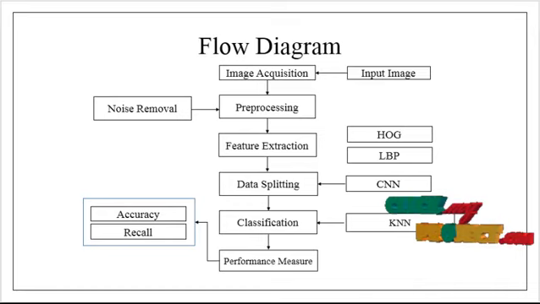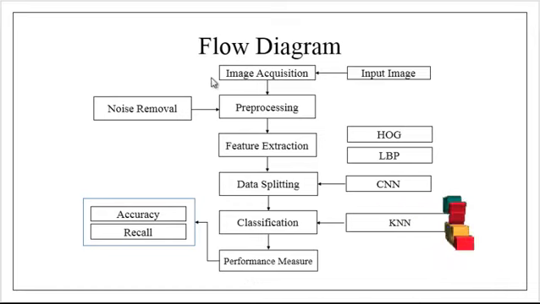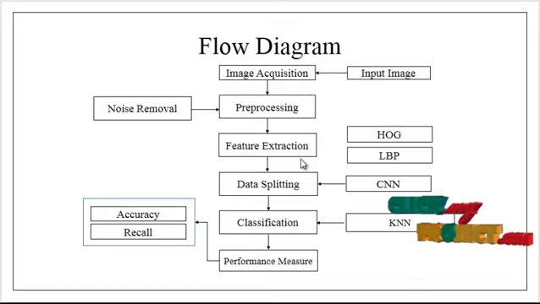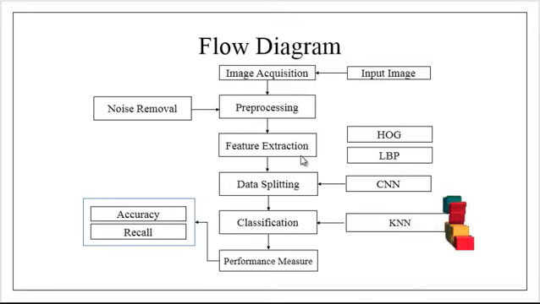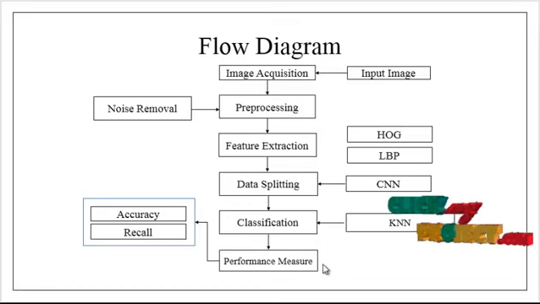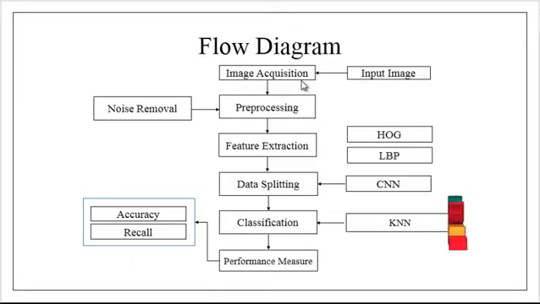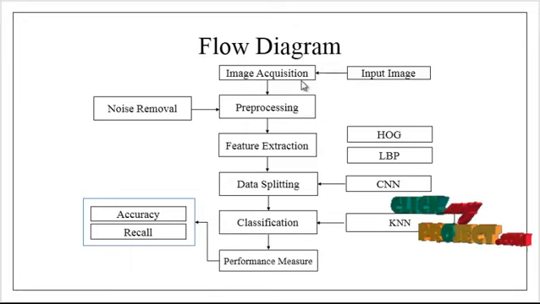Now we are going to discuss the flow diagram of the process. This is the overall execution of the process. These are the modules we have done in this process: image acquisition, pre-processing, feature extraction, data splitting, classification, and finally performance measures. At first, the first stage of the process is image acquisition. In this image acquisition, the image will be taken from the dataset.